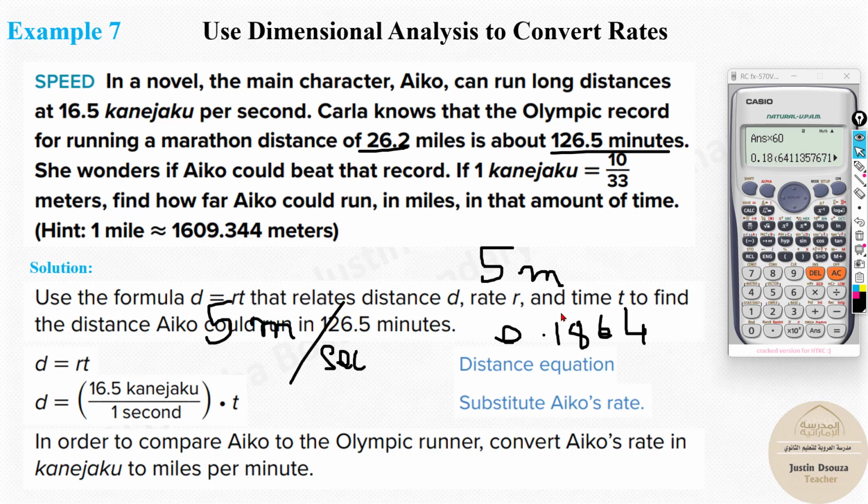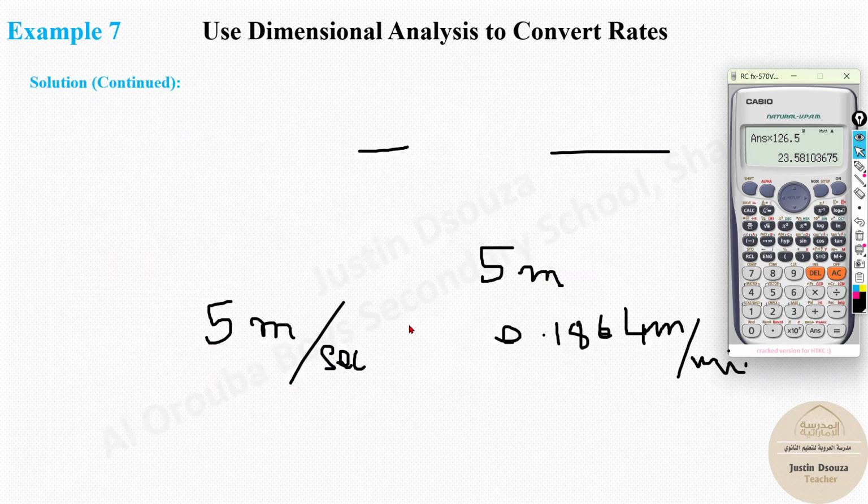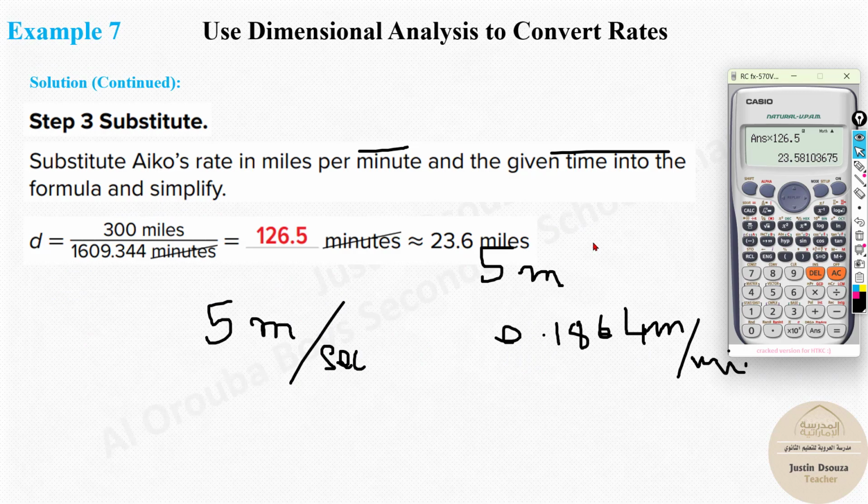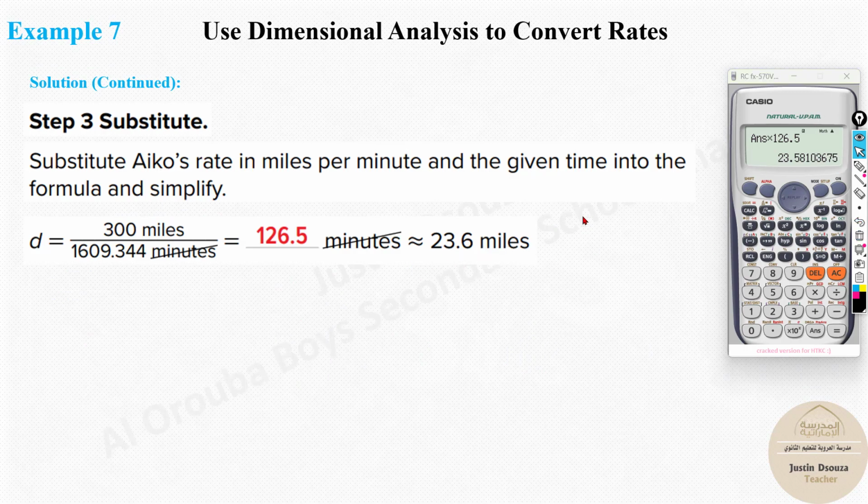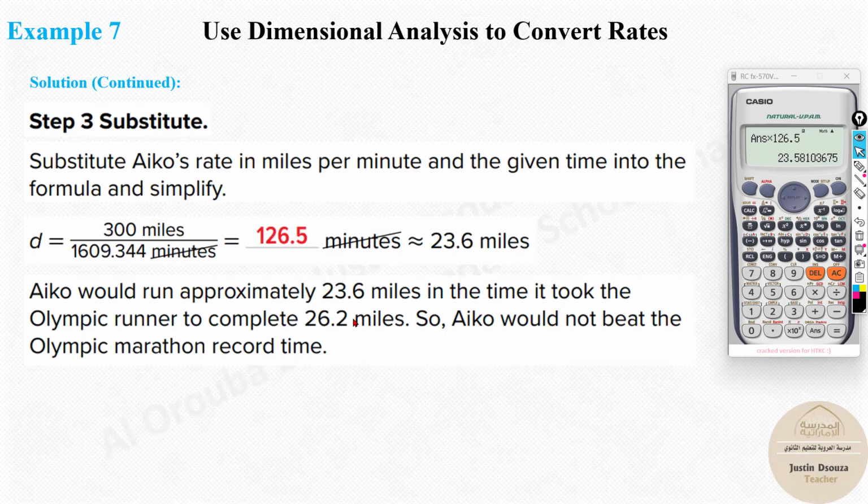So this 0.1864 is miles per minute. Now, how many can be run for 126.5 is just multiply the answer by 126.5. The answer is 23.58. Let's see. The final answer is 23.5. That's 23.6 miles. Okay. So now if you compare, let's go back.